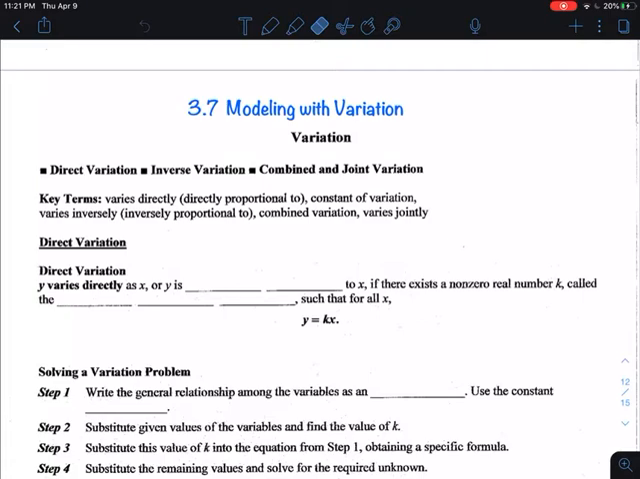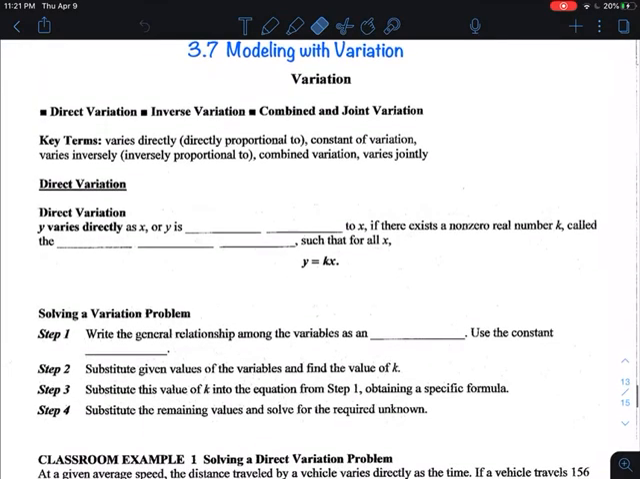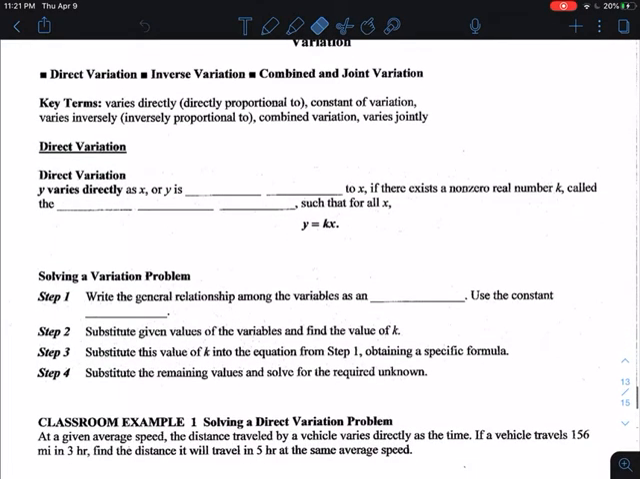We're going to finish this last section in this unit on modeling with variation. So we're going to start off with filling in some of this information. So direct variation.